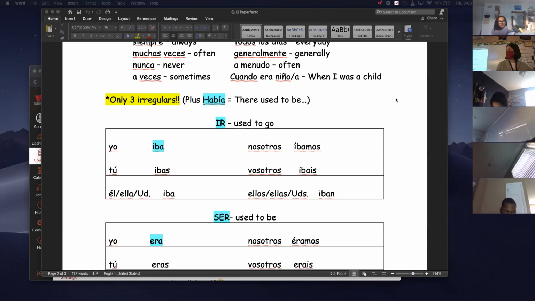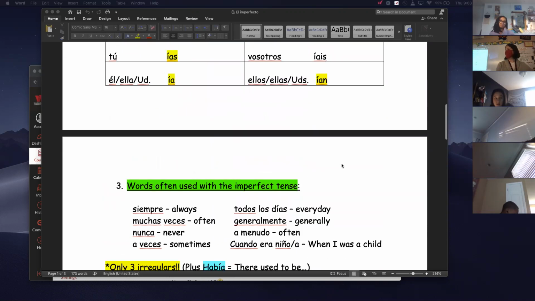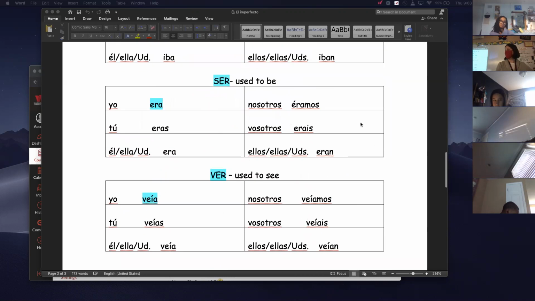Nosotros. Okay, so right there. Make sure you note the accent over the I. All right, nosotros forms, look, always have an accent. Accent, accent, accent. Let's look ahead. Oh, accent and accent. So can we say nosotros forms always have an accent? Yes, we can. Every single nosotros form will have an accent. Get that in your head.